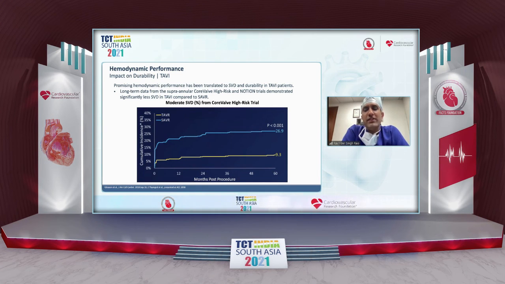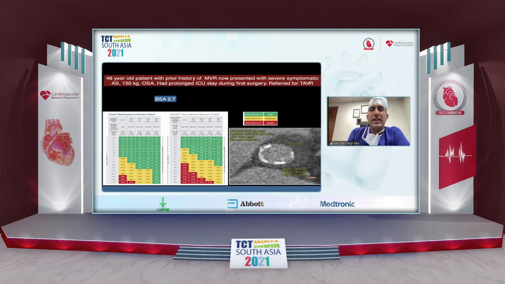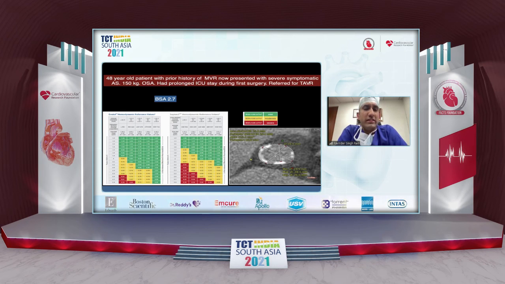The structural valve deterioration at 5 years was 26.7% in the surgical population versus 9.3% in the TAVR population. Now we have data up till 8 years, and it clearly shows that the TAVR valve is going to last as long as the surgical valve.